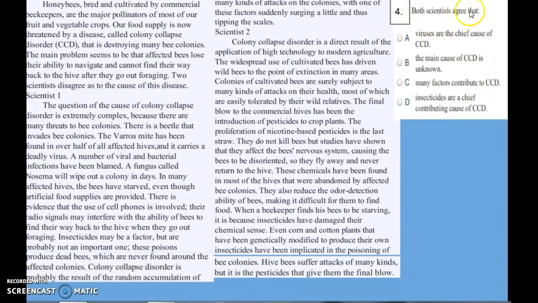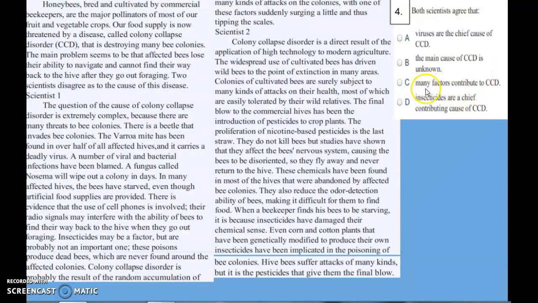So this is looking at what both scientists agree on. Well, viruses are the chief cause of CCD would not be it, because neither of them thinks that's the chief cause. The main cause of CCD is unknown. Well, number 1 thinks that, but number 2 thinks that it's insecticides, so they don't agree there. Many factors contribute to CCD. Well, he said many factors contribute, and that's why we don't know what it is. He said many factors contribute to it, but they all come from this pesticide related stuff.